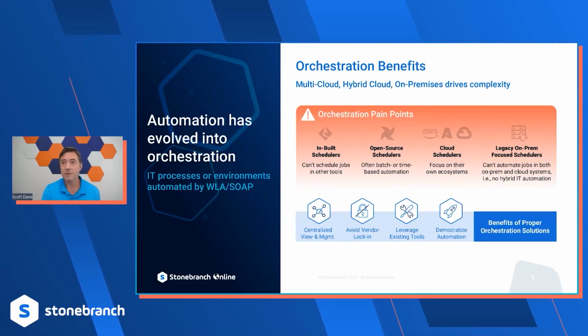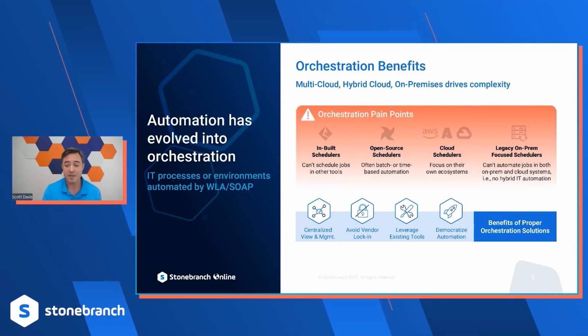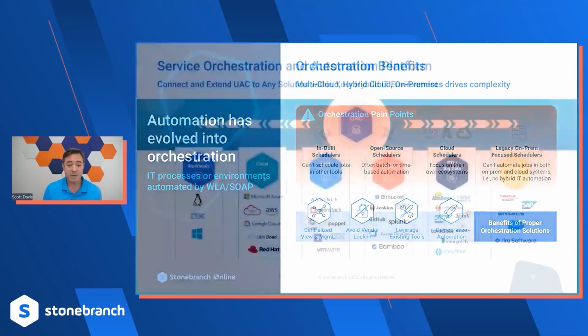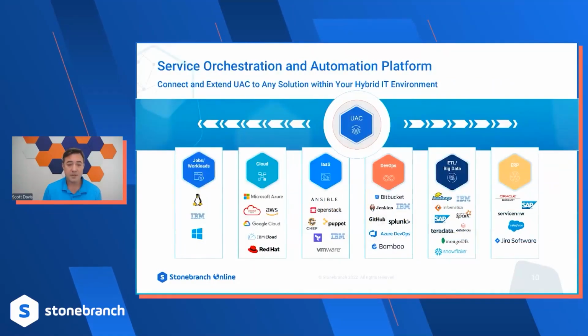And then finally, what you really get out of an orchestration solution is this idea of democratizing automation, or being able to empower others in the organization with automation. And some of the demos we'll show throughout Stonebranch Online are very focused on that topic because it's such a big one these days. When we talk about service orchestration automation, this session is about the cloud.